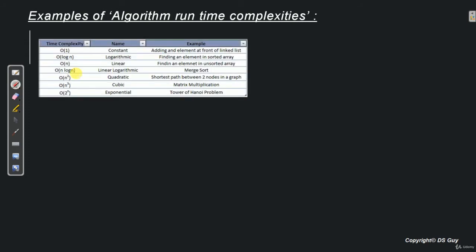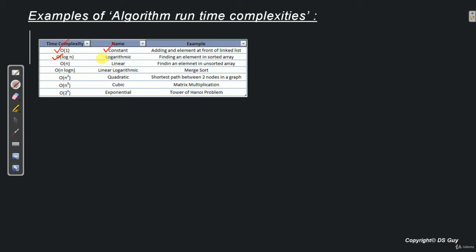So in the world of algorithms, there can be multiple time complexities. But here, for the sake of example, we are taking the most commonly used complexities out of those. So the first time complexity is order of 1. It is also called constant time complexity. Now one of the examples where we can achieve a constant time complexity is adding an element at the front of a linked list.